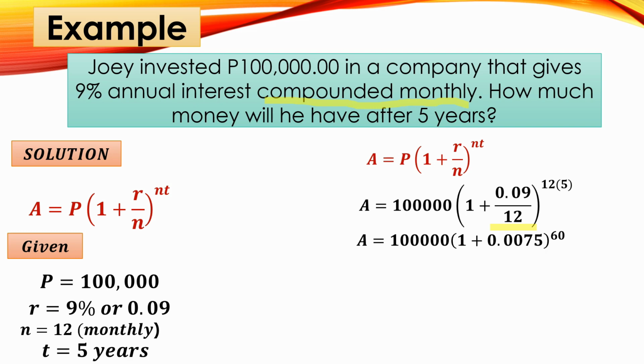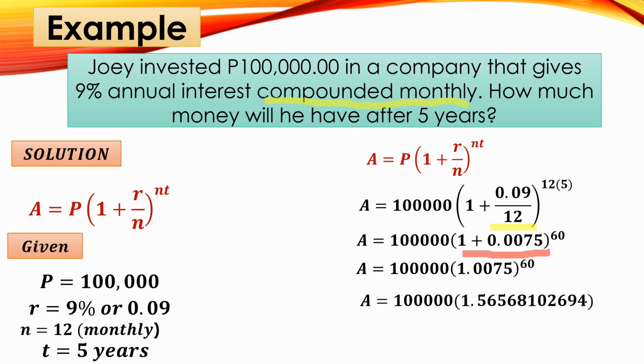Next one is, add nyo naman itong dalawa na to. So which is 1 plus 0.0075. The answer is 1.0075. Then get raised to 60. So the answer is 1.56568102694 and then multiply by 100,000. So meaning after 5 years, ang magiging pera ni Joey dun sa ininvest niya is 156,568.10 pesos. Yun yung magiging pera niya after 5 years.